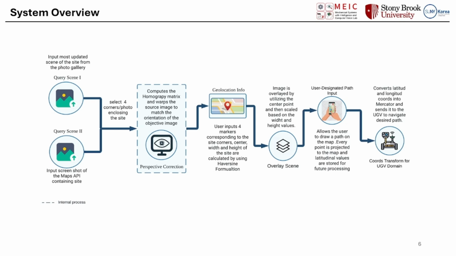Once this image is overlaid, the user is capable of drawing any path around the image, and this path will be projected on Google Maps to obtain those latitude and longitude points, then converted to Mercator and sent to the UGV so that it can navigate the desired path.